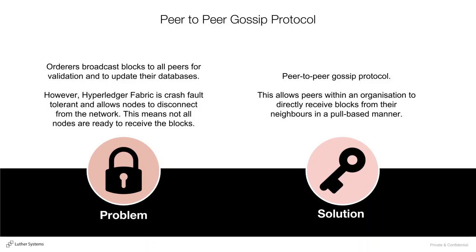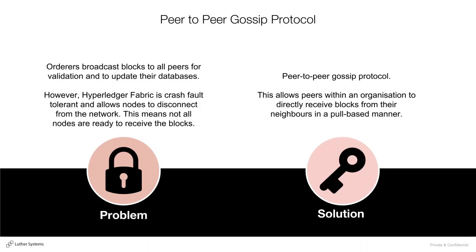So to handle cases where peers may be offline, maybe they missed the block for some reason, they didn't receive the block, HyperLedger Fabric has added a gossip protocol, and that lets peers within an organization receive blocks directly from their neighbors. So it's not a push-based protocol. It's a pull-based protocol. This is at an organization level.